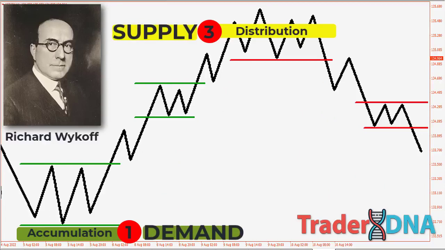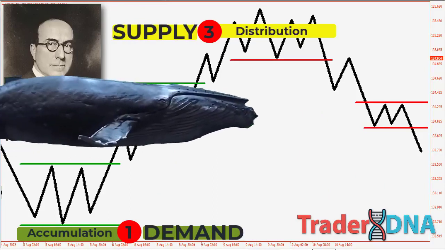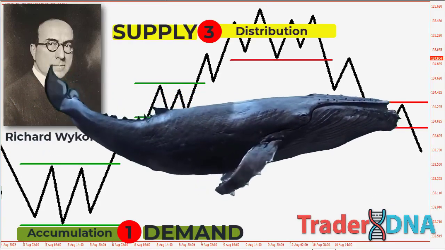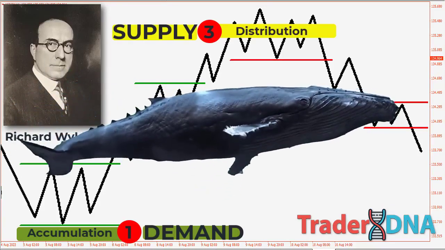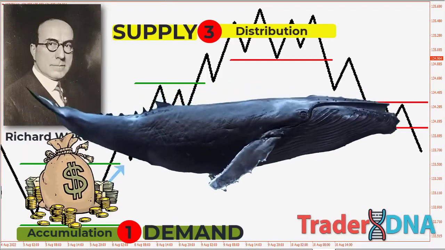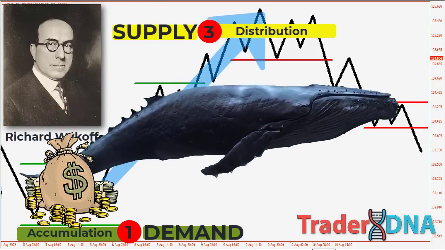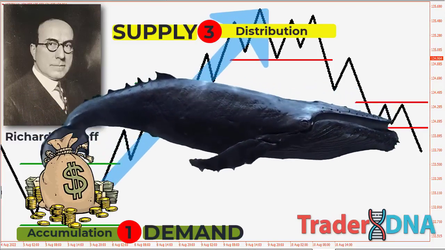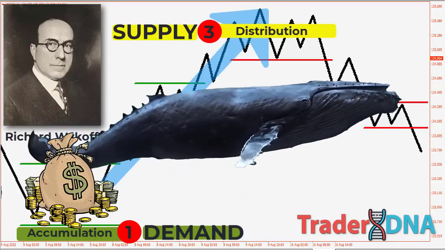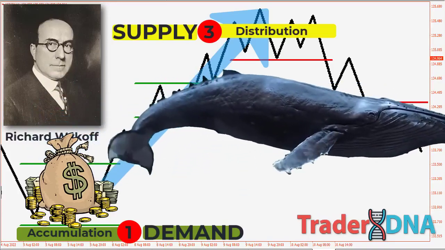Wyckoff explained these phases by the action of the whales, which these days are big institutions like money center banks in the forex markets or hedge funds in the stock market. These big players can't just put their whole order into the market at once because they are accumulating so much that it would move the price. So instead, they buy increments within a specified price range. This causes what we see on the chart as a demand zone.